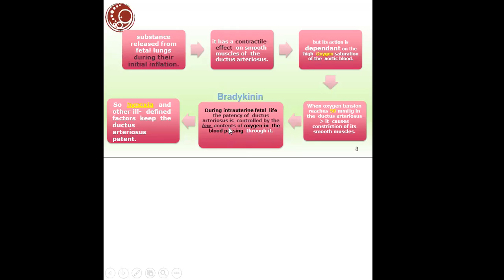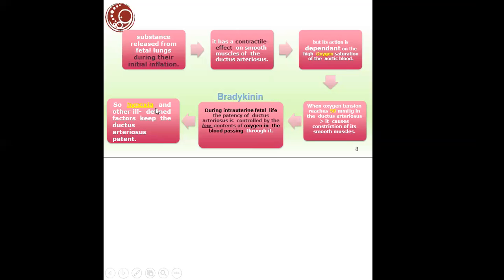So when the oxygen quantity is low, it does not constrict that much. As the quantity of the oxygen increases, the constriction occurs along with that, and the ductus arteriosus, as you saw in the previous slide, first we have 10%, 20%, 80% and then 100% after 96 hours, because now the high oxygen tension is maintained.